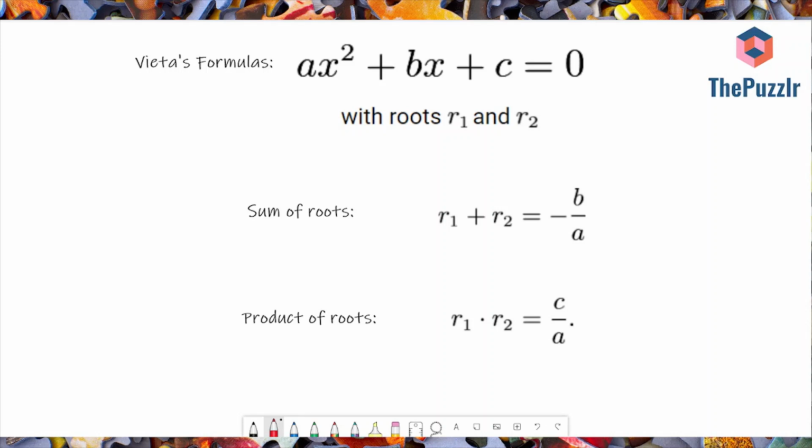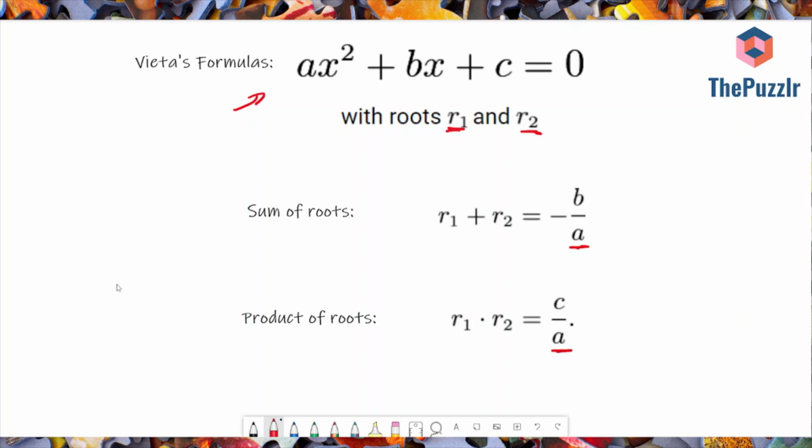Something that shows up a lot in AMC 10 algebra problems are the Vieta formulas. And Vieta's formulas for quadratics, here's what they state. If you have a quadratic of this form with roots r1 and r2, then the sum of the roots is equal to negative b over a, and the product of the roots is equal to c over a.